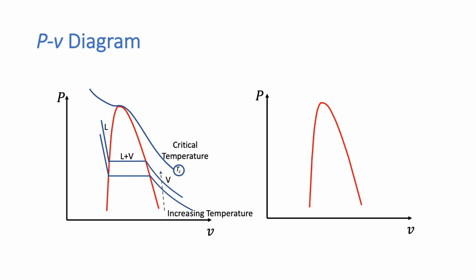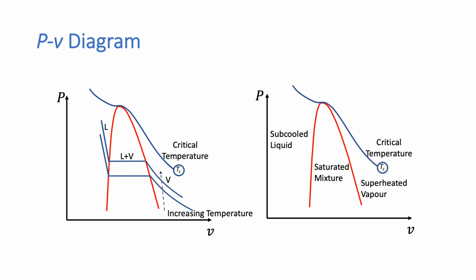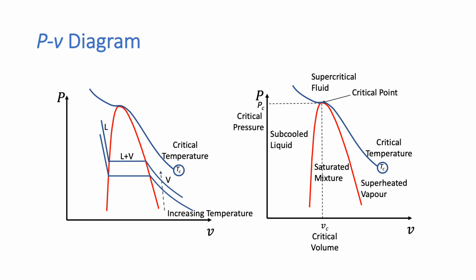If we draw the vapor dome by itself on a PV diagram, then the area underneath it is a saturated mixture. To the right of it is the superheated vapor. To the left is subcooled liquid. And if we draw the critical isotherm, then the region above that is all supercritical fluid. The peak of the vapor dome is the critical point. The volume over there is the critical volume, and the pressure corresponding to that is the critical pressure.